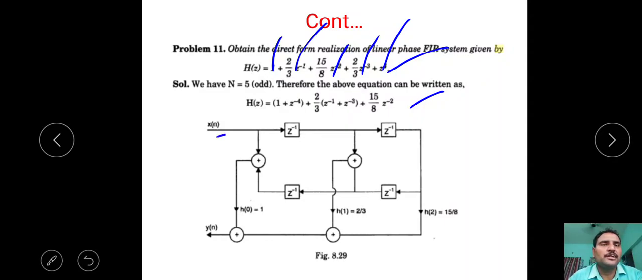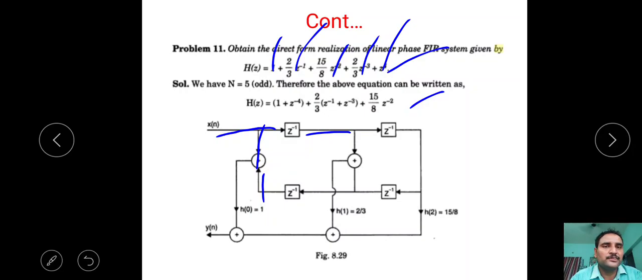First we take x of n and apply a delay element. Here we get x of n minus 1, apply a delay element, x of n minus 2, delay element, x of n minus 4, delay element. That means we require z power minus 4, that is 4 delay elements: 1, 2 in the forward line, 3, 4 in the backward line. So first, z power minus 1 and z power minus 4.